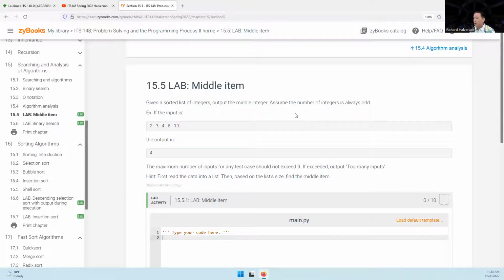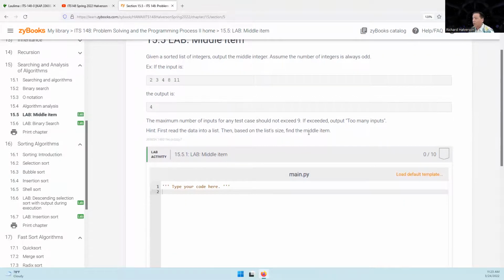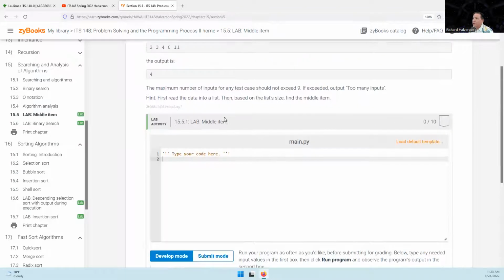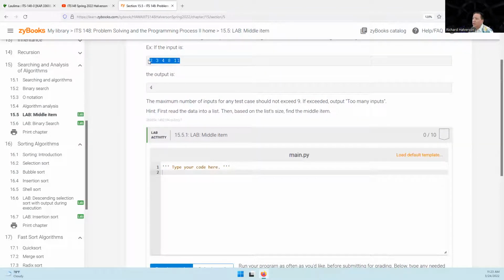Given a sorted list of integers, output the middle integer. Assume the number of integers is always odd. Why? Because it makes it easy to find the middle. Output the middle integer. Nine. All right, so you're supposed to read in an input list that looks like this and output the middle one.